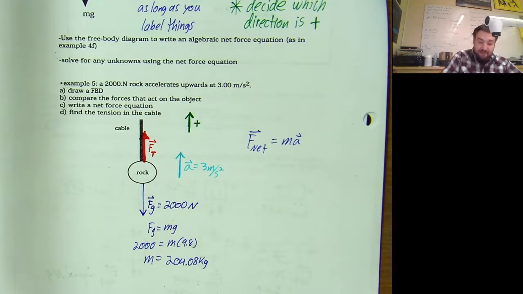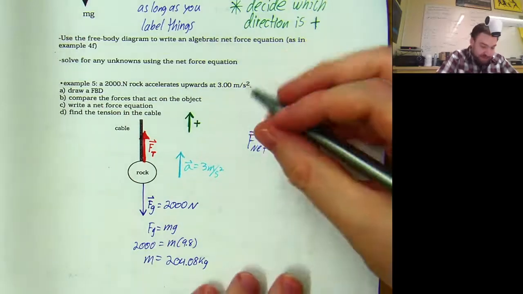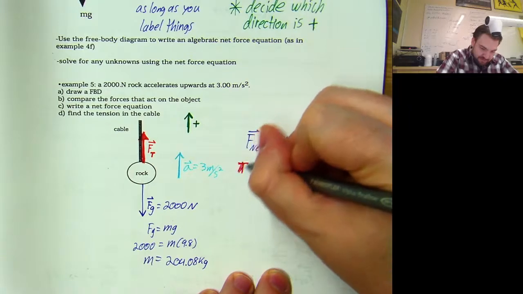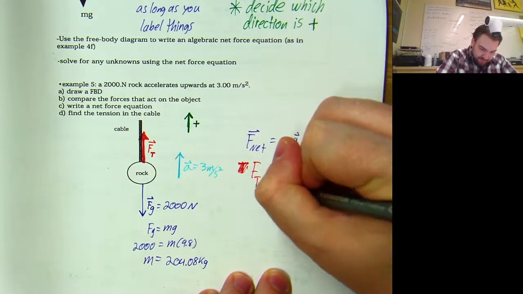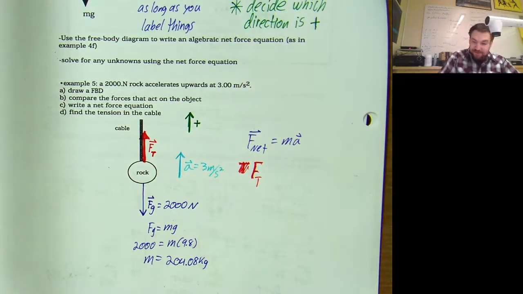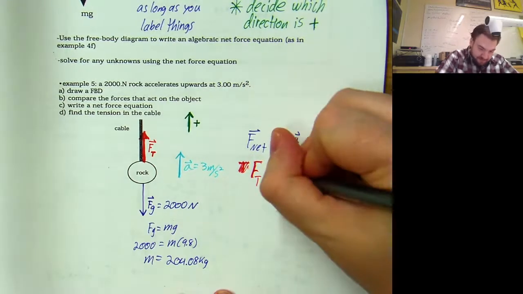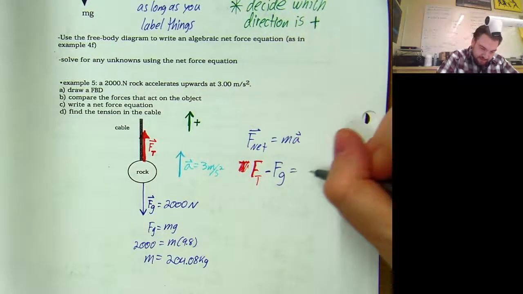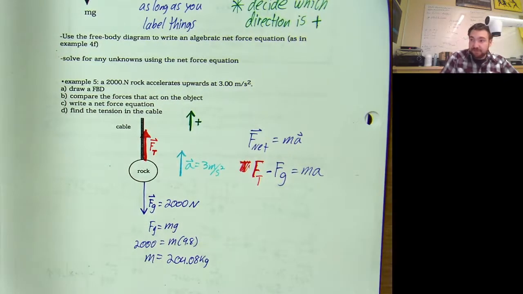Net force is the sum of my forces. So this is just going to be tension. Sorry, that's not how I want to write that. Ft, force of tension. We said that up was positive, so this is going to be minus Fg. That's going to equal ma, and we can start putting values in here.